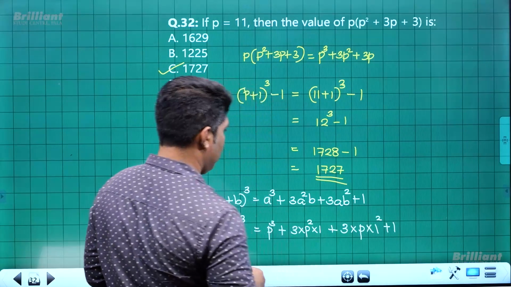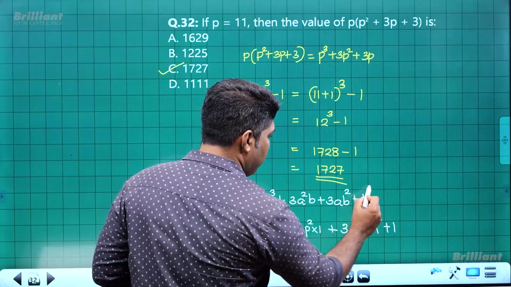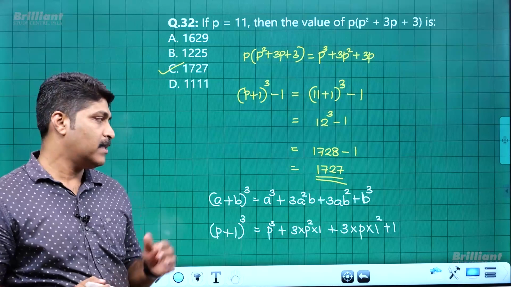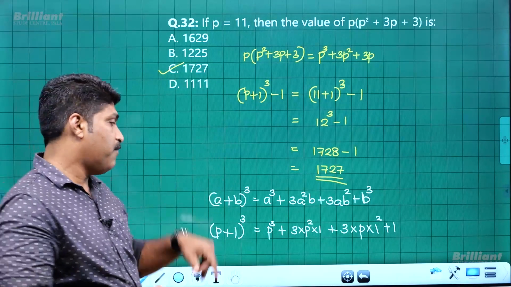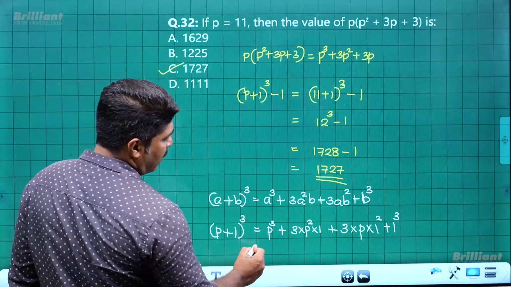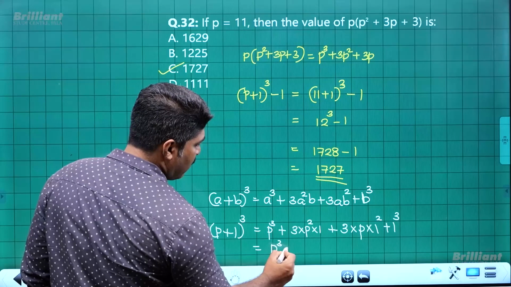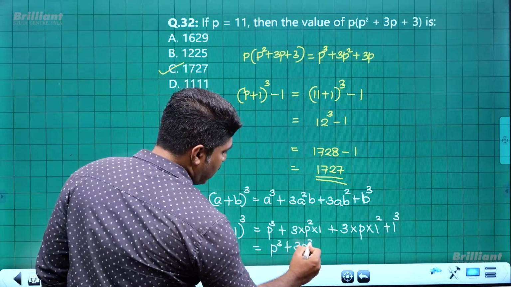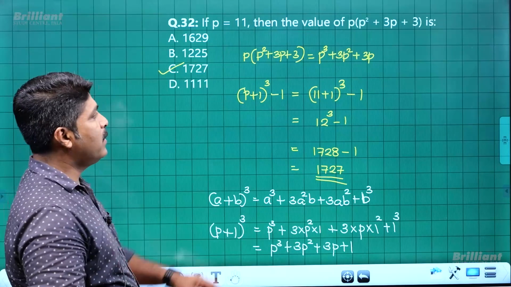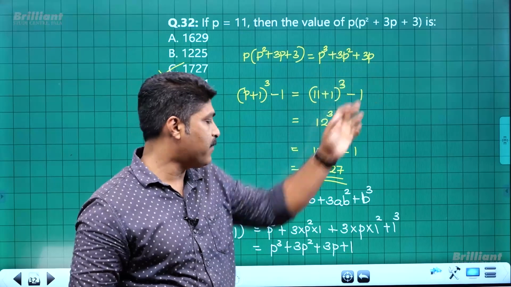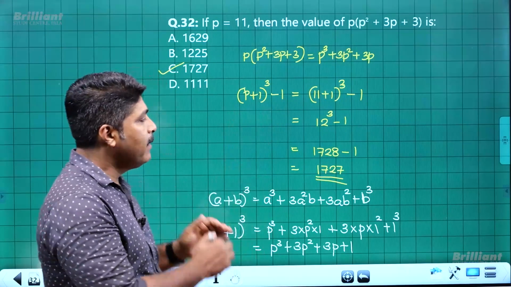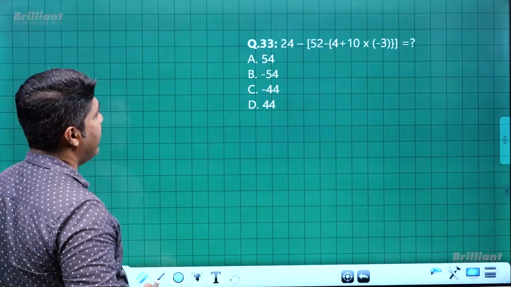Last one. Here this is not 1, it is B cube. Don't forget that. A cube plus 3A square B plus 3AB square plus B cube. Instead of B cube, here it is 1 cube. So just observe these values. Here this is nothing but P cube plus 3P square plus 3P plus 1. So that is this part. Here it is 1 less than this quantity. That's why we just subtract 1 from this identity expansion. Clear? So that's a simple trick, a direct application of that identity.